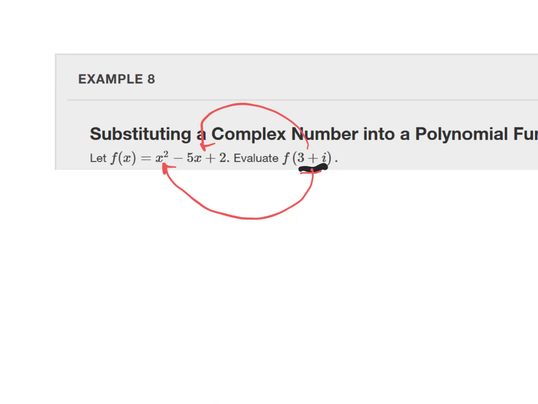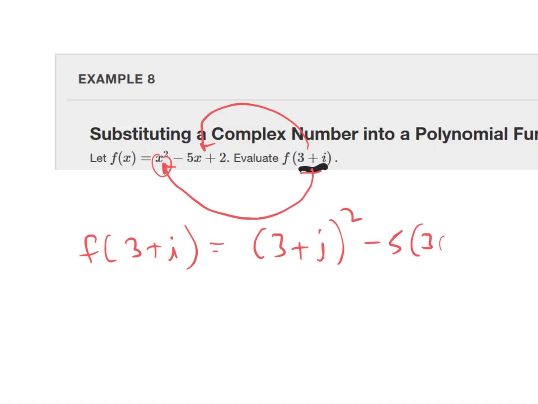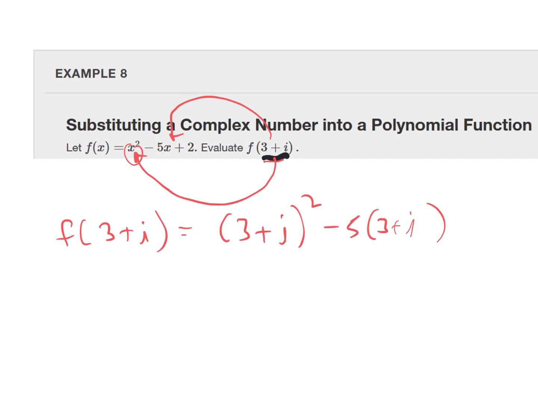So I'm going to write it out. F of 3 plus i is going to be equal to something being squared. What squared? 3 plus i, 3 plus i all squared. Minus 5 times what? Minus 5 times 3 plus i. Plus 2. That's just a plus 2 minding his own business, not bothering anybody.